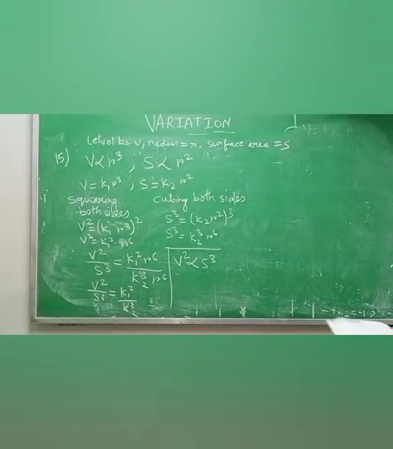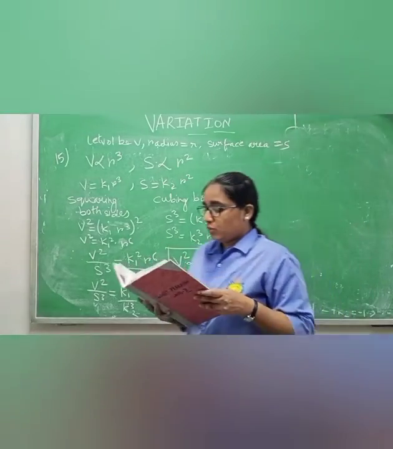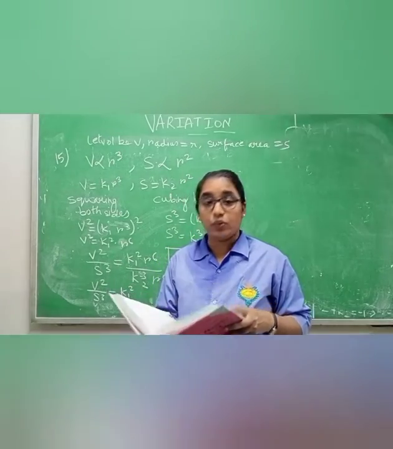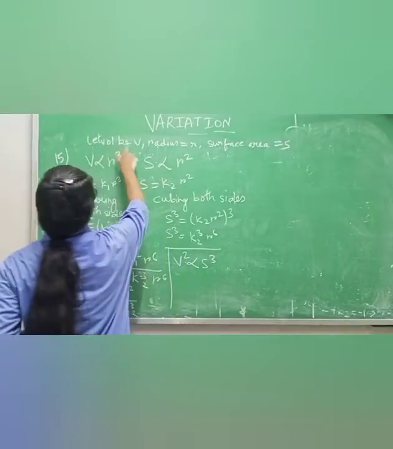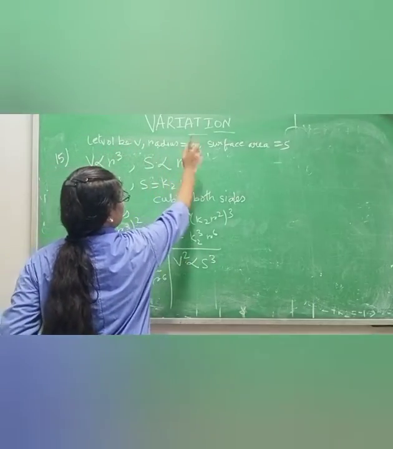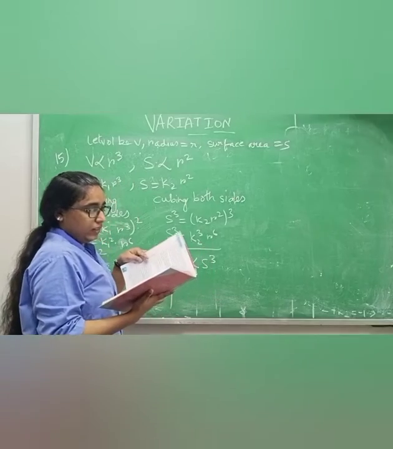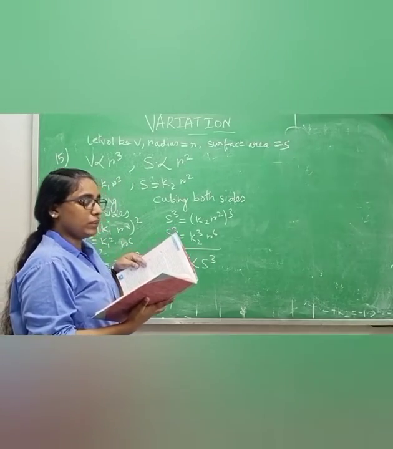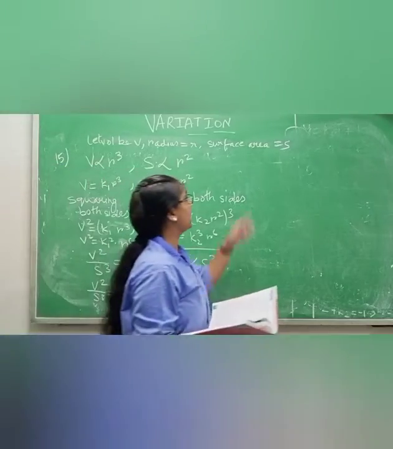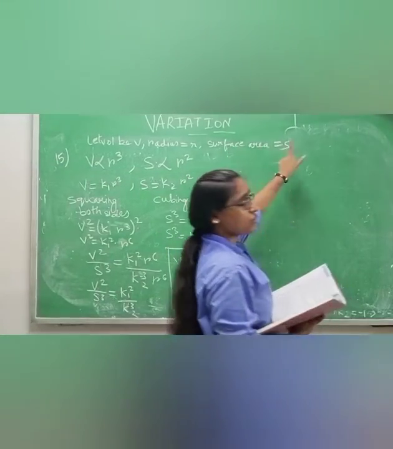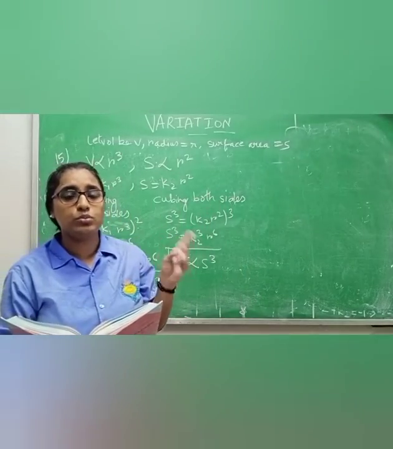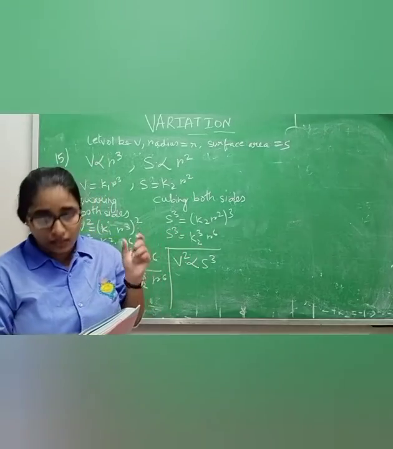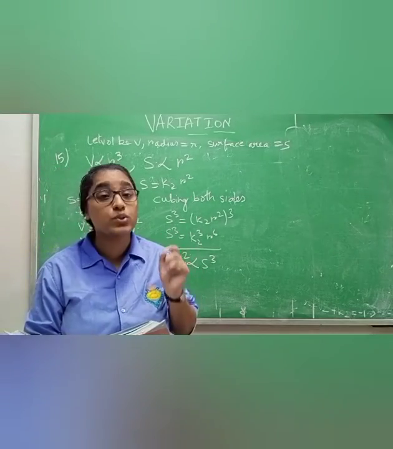Now class 10, read question number 15. Volume of a sphere varies directly with cube of length of its radius. Let volume be V, radius equals R. And surface area of a sphere varies directly with the square of length of radius. So surface area is also given, that is why I am taking surface area equals S. Three things are given to you: volume, radius and surface area.